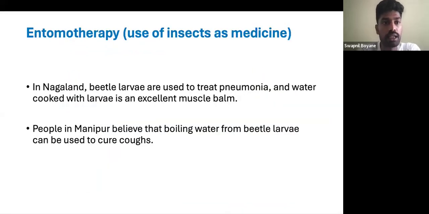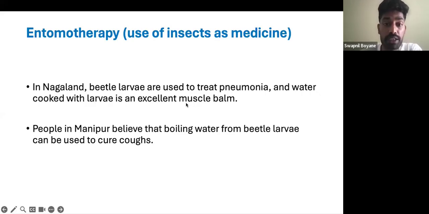And next, along with entomophagy, which is the consumption of insects, these insects are also believed to be used as medicine. So again, a disclaimer: these are beliefs. We do not have any scientific knowledge, nobody has scientifically tested whether eating insects helps as a medicine or not.